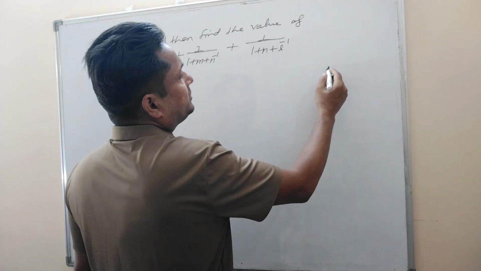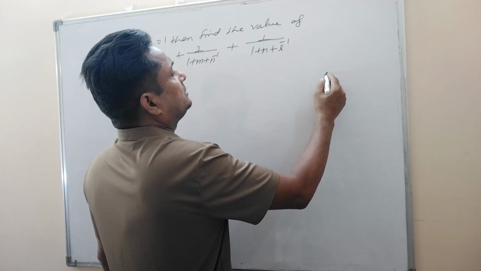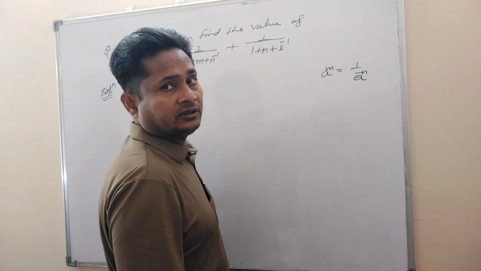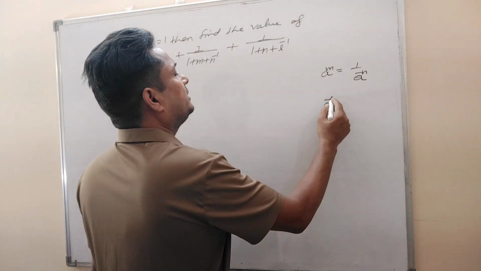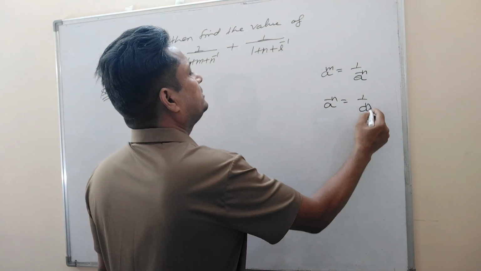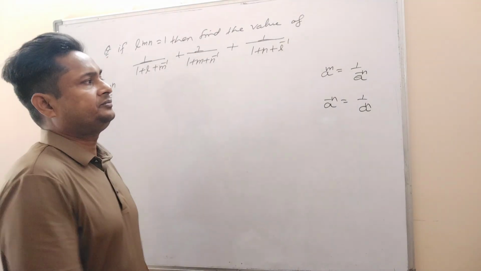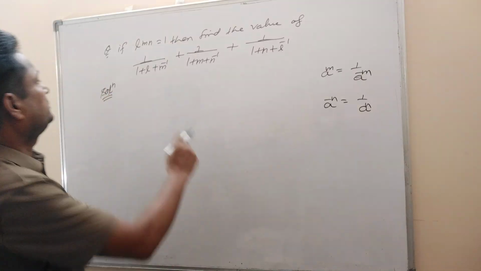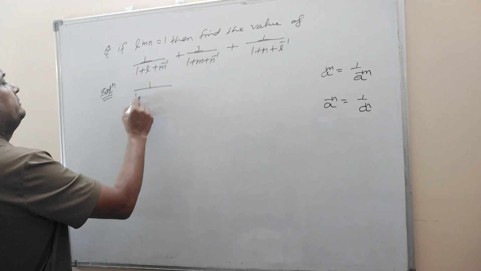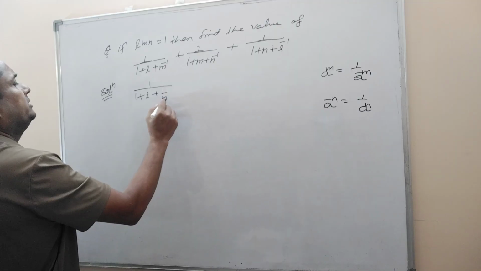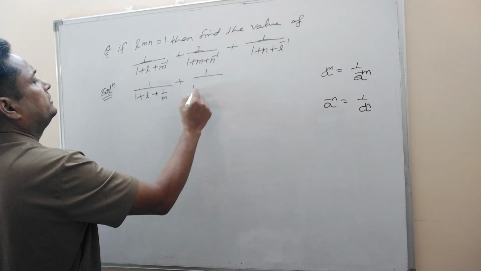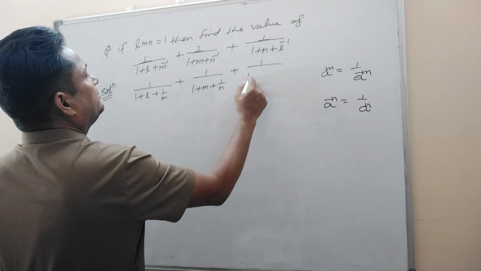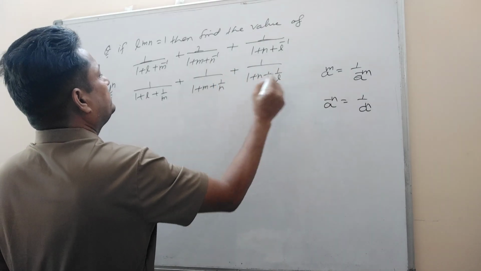I told this property that a to the power minus n can be written as 1 by a to the power n. So write down this one. So this will be 1 plus l plus 1 by m, plus 1 by 1 plus m plus 1 by n, plus 1 by 1 plus n plus 1 by l.